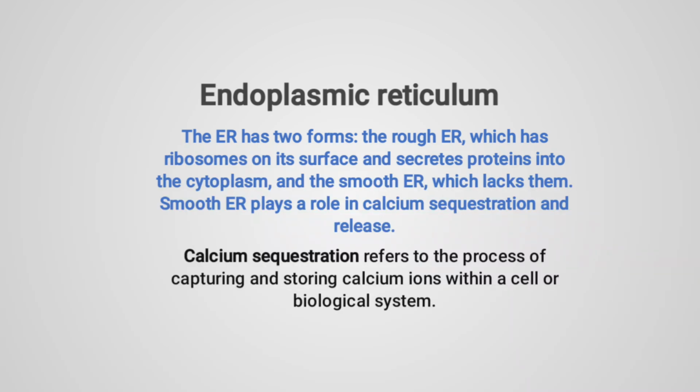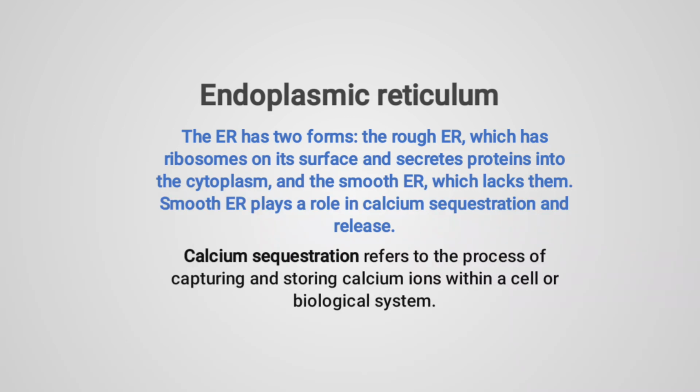What is endoplasmic reticulum? While understanding this, we should always remember that it has two basic types, that is smooth endoplasmic reticulum and rough endoplasmic reticulum, where the endoplasmic reticulum has ribosomes on its surface and secretes proteins into the cytoplasm. This is the property of your rough endoplasmic reticulum.